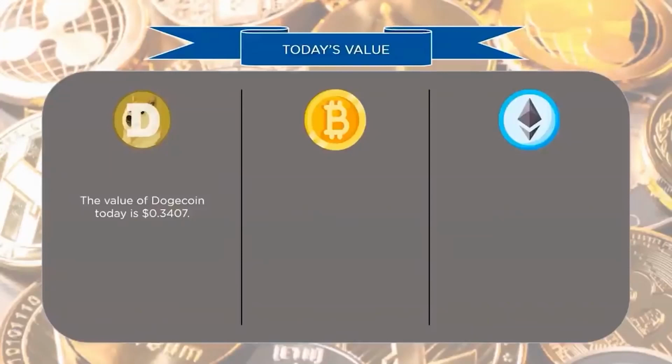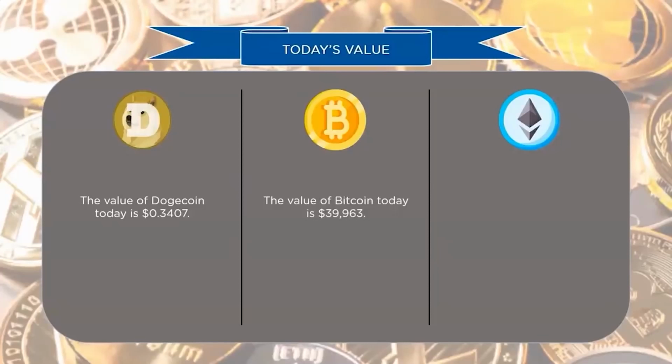The value of Dogecoin on today's date is $0.2992. Bitcoin being the highest is $34,857.58, and Ethereum holds a value of $2,356.58.